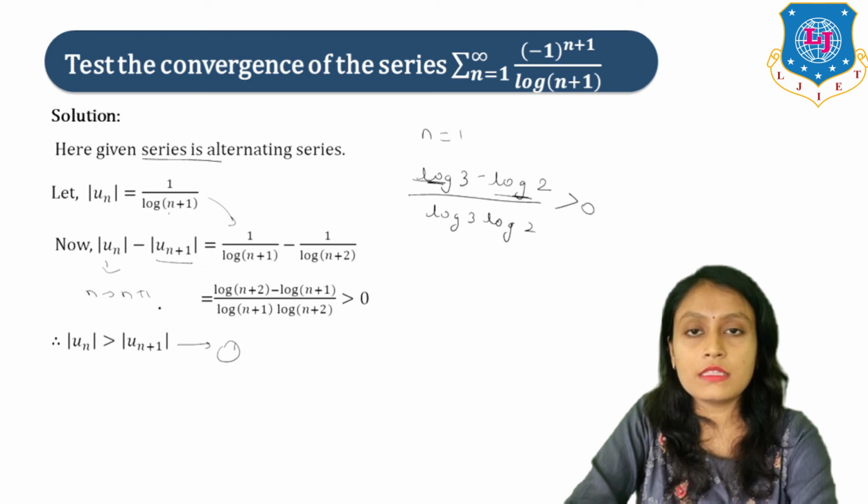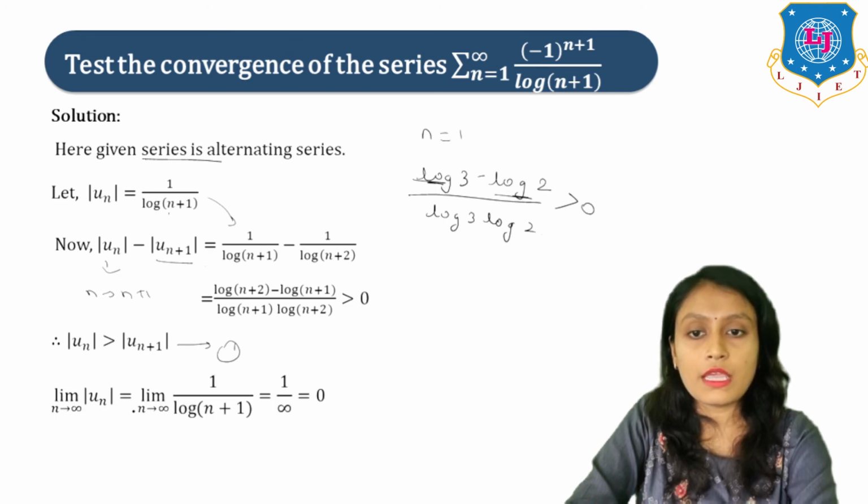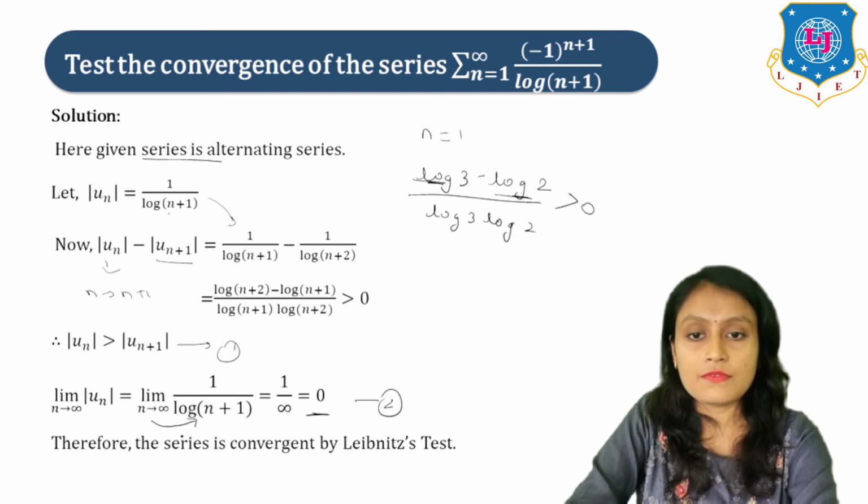So we have satisfied this first condition. Now the next one, that is limit n tends to infinity |un|, that is limit n tends to infinity 1 upon log(n+1). Now as n tends to infinity, here we have 1 upon log infinity, that is 1 upon infinity, which we can write as 0. So limit n tends to infinity |un| is equal to 0. This is the second condition of Leibniz test, right? So both the conditions are satisfied, therefore we can say that the given series is convergent by Leibniz test.